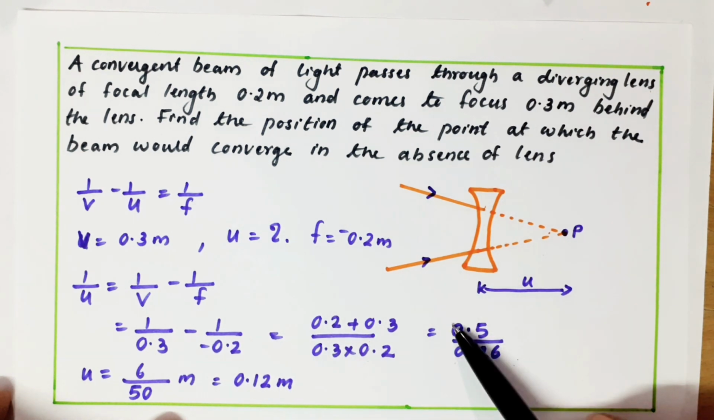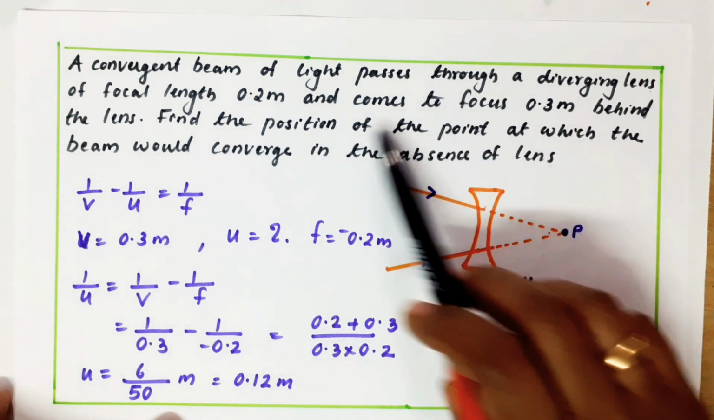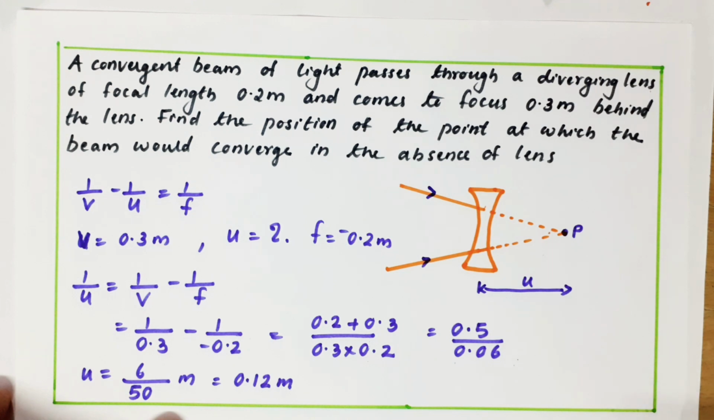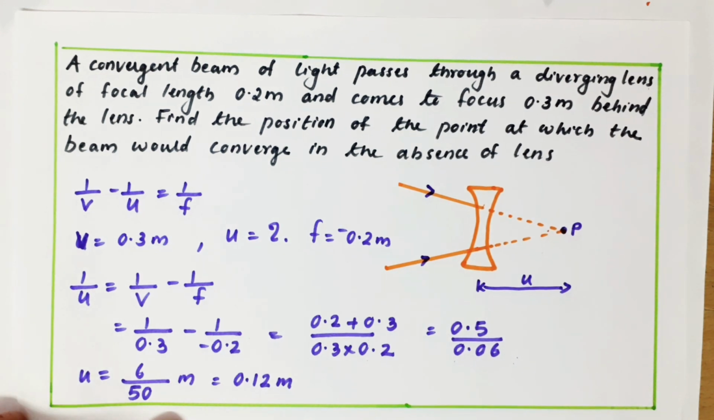So here also remember a converging beam is passing through a focal length of 0.2 meter, comes to focus 0.3 meter behind the lens. Find a position at which the beam would converge in the absence of the lens. Okay, so we need to find out the U. So I calculated U.